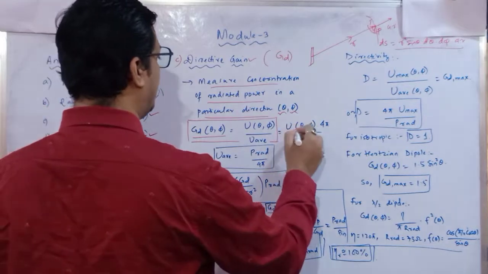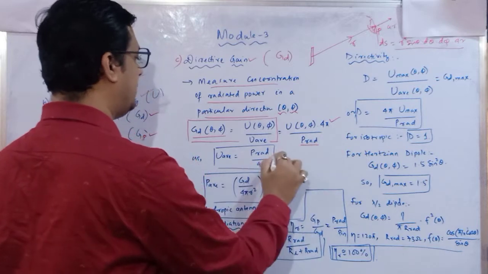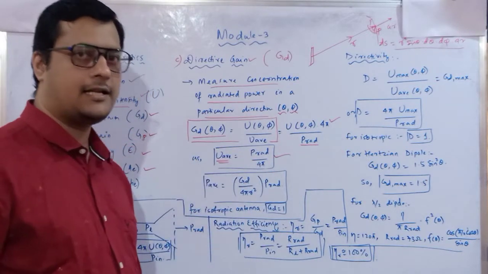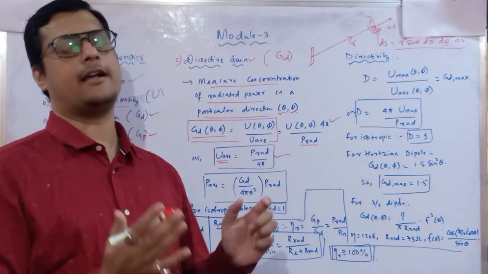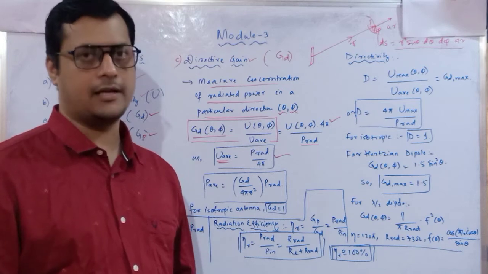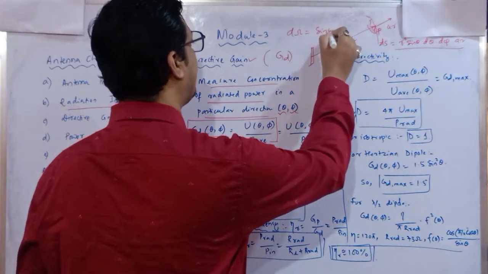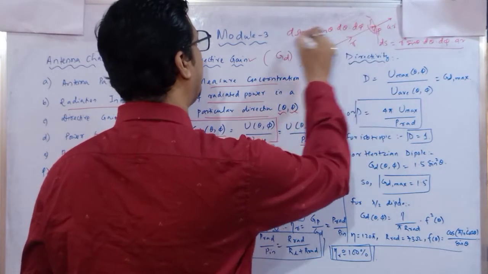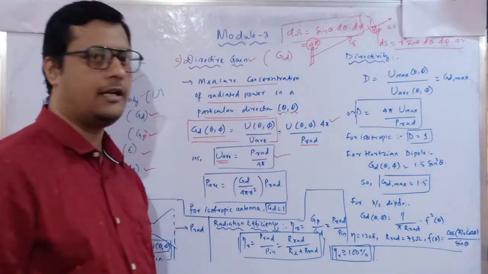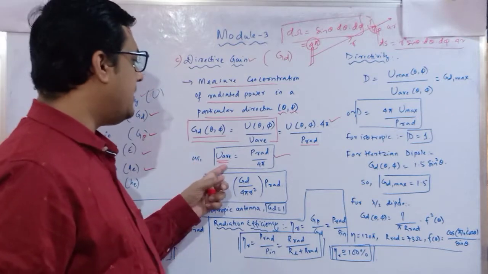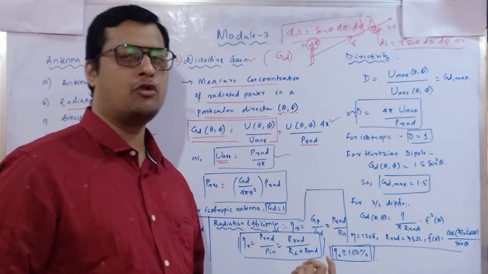So here I have directly written U of theta comma phi into 4 pi divided by P_rad, because the average intensity is equal to the radiated power divided by the solid angle. So what is the solid angle? The maximum value is 4 pi. The solid angle is d omega, that is sin theta d theta d phi. If you solve this, your result will become 4 pi. So that 4 pi I have directly divided. So the average intensity is equal to the radiated power divided by 4 pi, that is the solid angle.